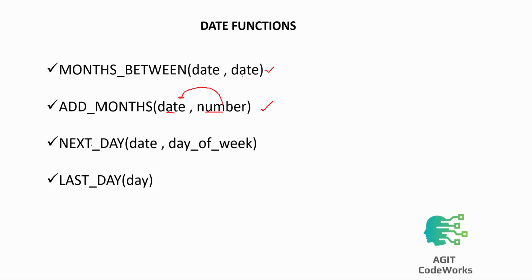Next, NEXT_DAY takes a date first of all and then a day of the week. What it basically will do is return the next time in the calendar that is that day. It could be a Friday. So if I specify a date and then I specify Tuesday, it tells me the next Tuesday from the specified date. LAST_DAY basically returns the last day of the month. If you say LAST_DAY and give it a particular date here, it will return the last day of the month.